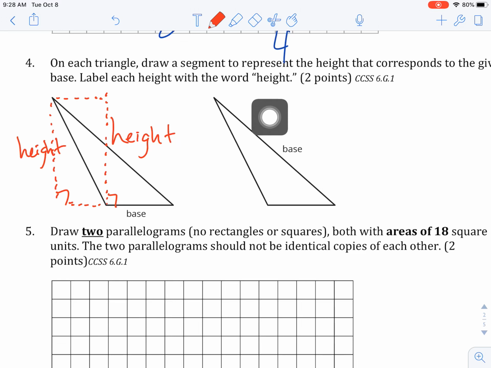All right, number 4, your base is now this side. It would help if you could turn your paper around. So that's on the bottom, and if you go up at a 90, it should be about like that. So that would be your height.